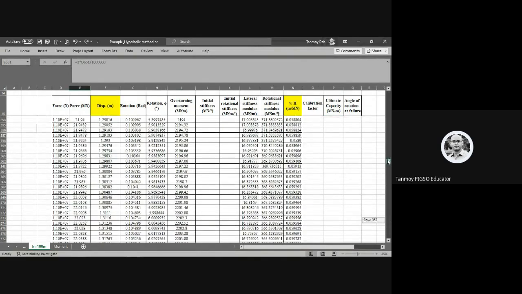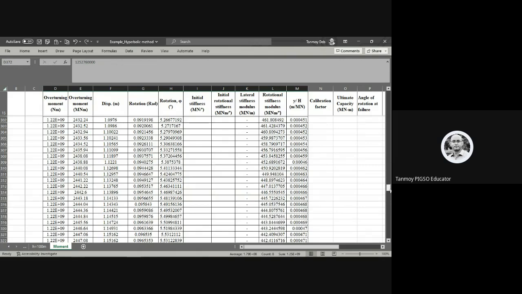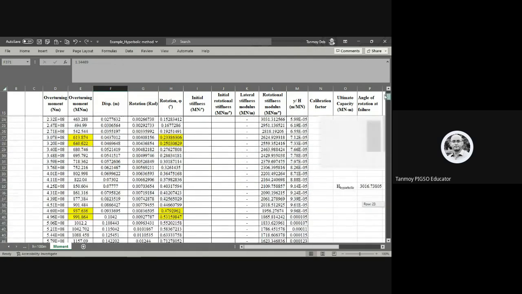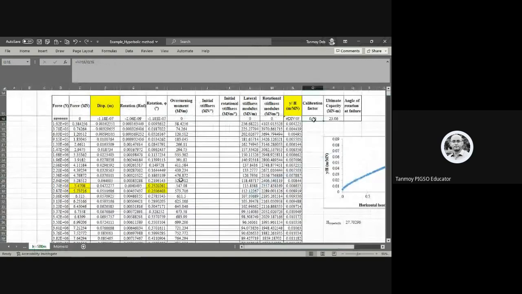So we'll find the ratio of this hyperbolic capacity, the capacity that you got based on the hyperbolic method, and your actual capacity. And then you will get a calibration factor. This calibration factor has to be used for the programs which have terminated. For me, this program has terminated and gone till 1.3 meters of displacement. So I used the same hyperbolic method. This H is the calibration factor that I obtained from the previous analysis that has run completely.